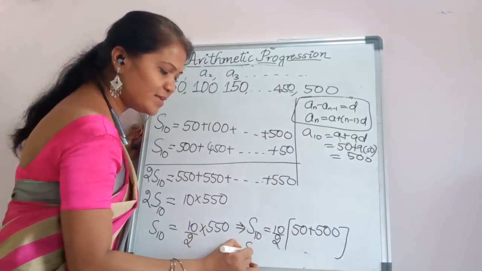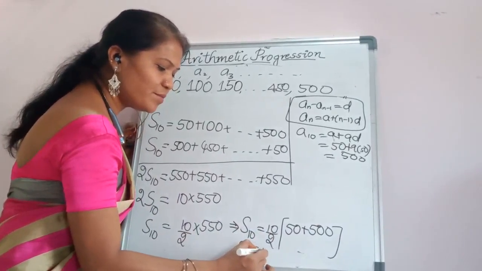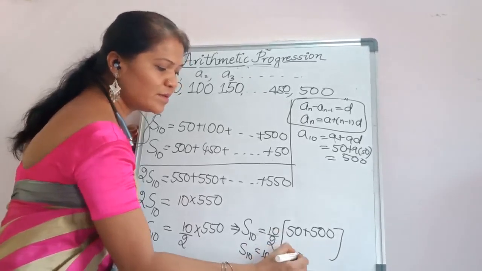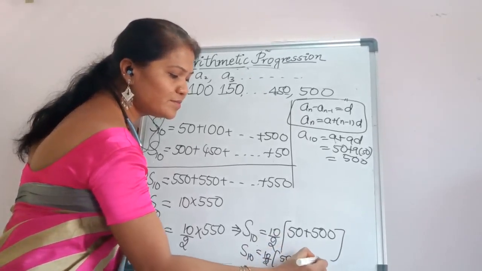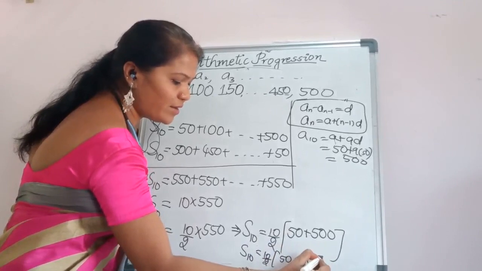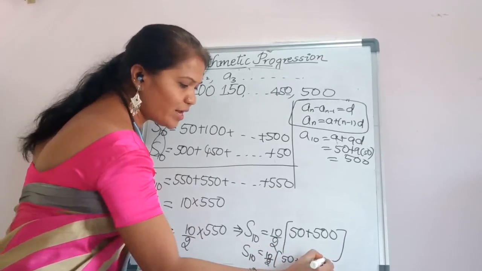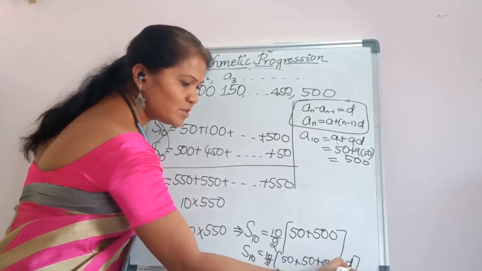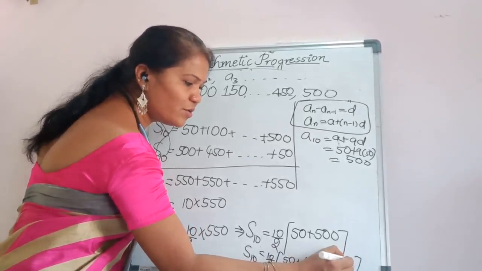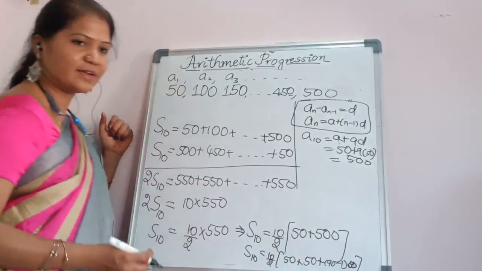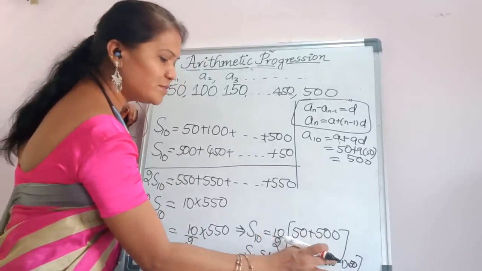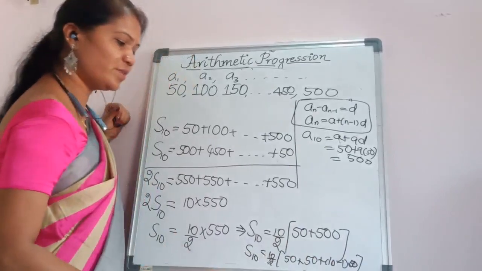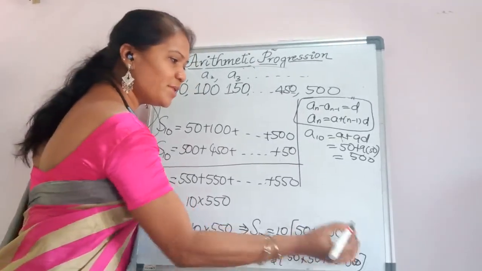So S10 is equal to n by 2 into this 50 plus n minus 1 into d. That n, if it is 10, what will I get here? 9, that is 10 minus 1, into d. So this 1 into 50 means 450. I am writing it like this, right? 9 minus 1 into 50. Here 9 is nothing but 10 minus 1. Right? Then how can this formula be taken?